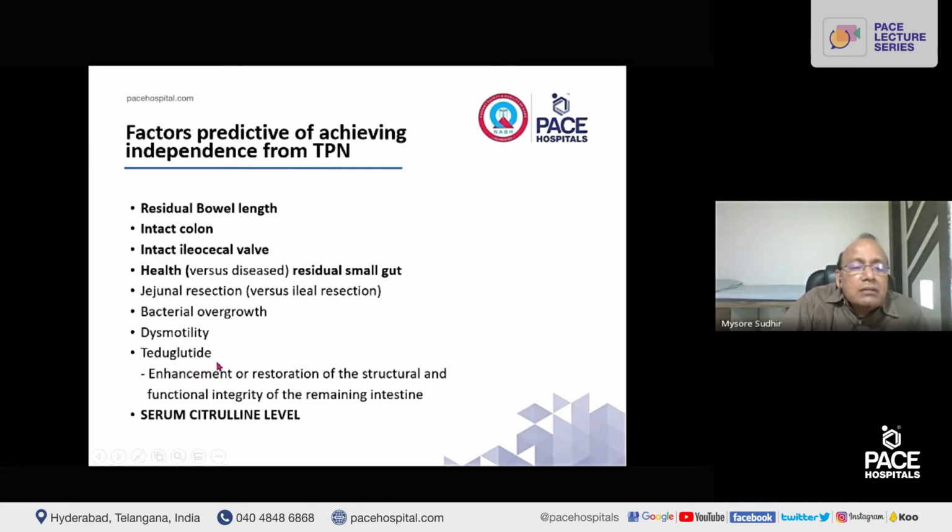And there's one product, teduglutide. This is a GLP-1 analog. It is being tried and is being useful. It enhances the restoration of the structural and the functional integrity of the remaining intestine. So the residual intestine gets stimulated by this to function in a more normal way. Then another factor which can predict is serum citrulline level. We have a lot of GLP-1 analogs, but this is not available. I don't know whether this is drug specific or a class effect. If it's a class effect, I think we can try other GLP-1s which are available.